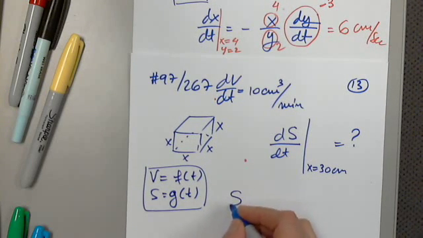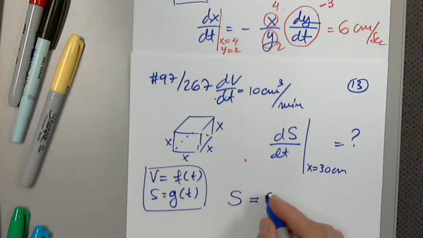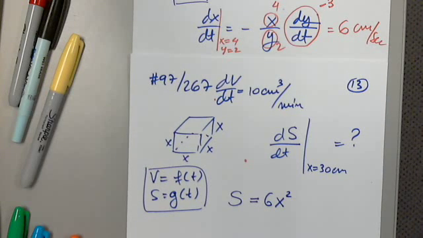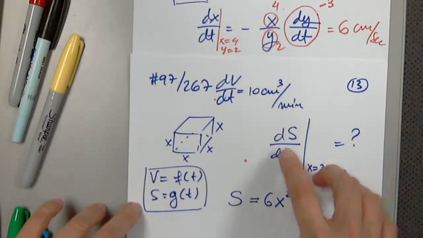Now the next step would be to identify the surface formula. So how many sides does a cube have? 6. Okay. And what is the surface area of one? x squared. Very good. So this is 6x squared. This is the surface area of a cube. The surface area of one face is x squared, multiplied by 6, they're all equal.